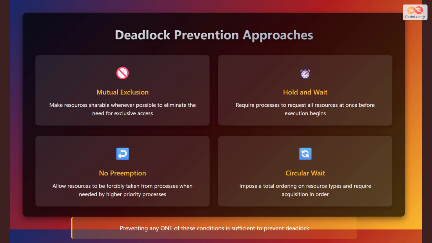The third approach is resolving no preemption, which involves allowing resources to be forcibly taken from processes when needed, especially by higher priority processes. The fourth and final approach is breaking circular wait. This can be achieved by imposing a total ordering on resource types and requiring processes to acquire resources in that specific order. Preventing any one of these four conditions is enough to prevent a deadlock from occurring.